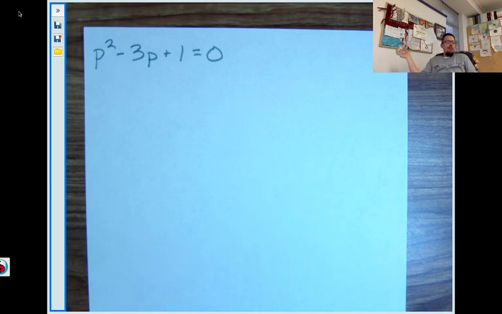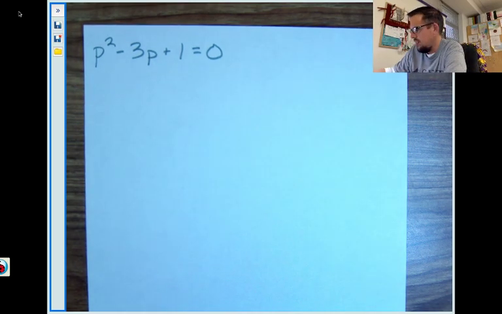P squared minus 3p plus 1 is not a perfect square. It also looks different from the last 2 problems we did. In what way does it look different from the last 2? Yeah, it equals 0. Also, it's got 3 things on the left side. And the last 2 problems just had variable squared and variable. They didn't have this constant. So I don't like this.